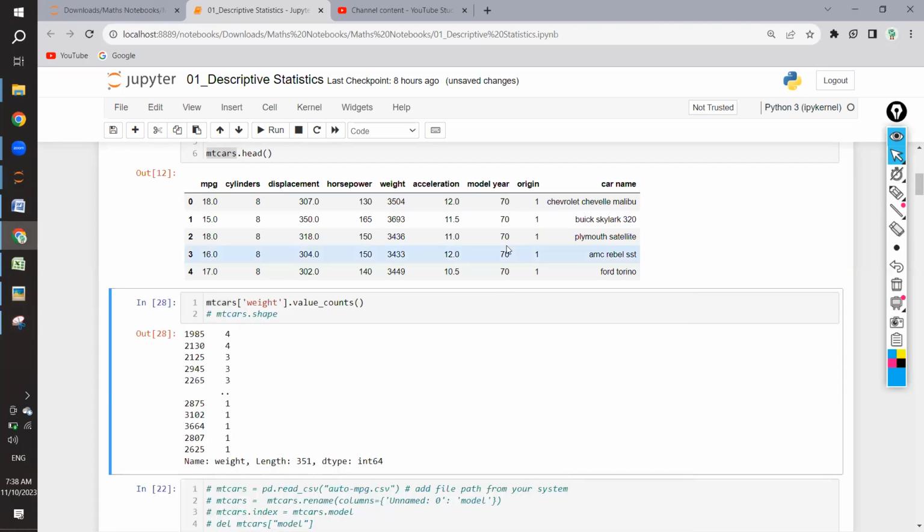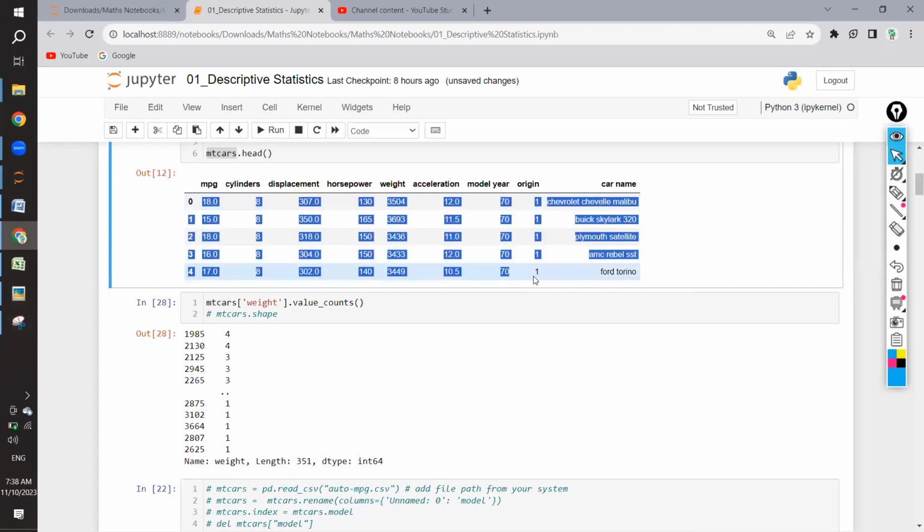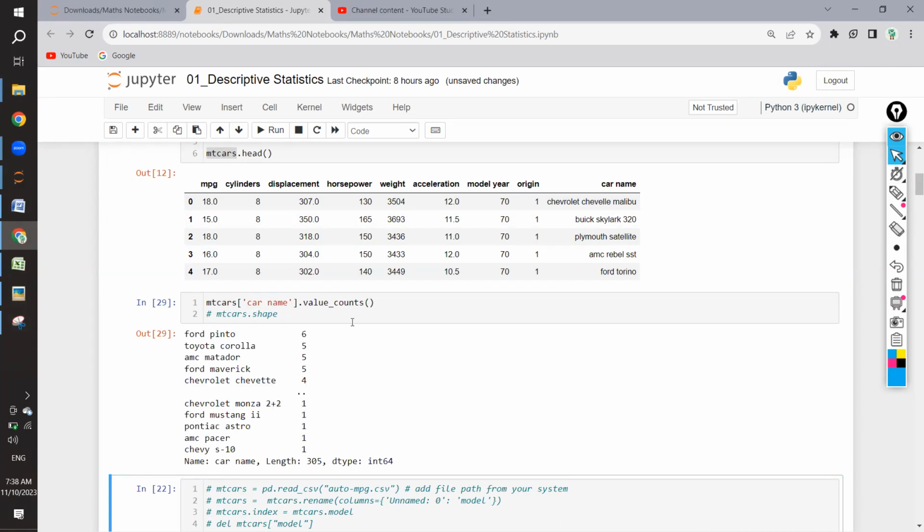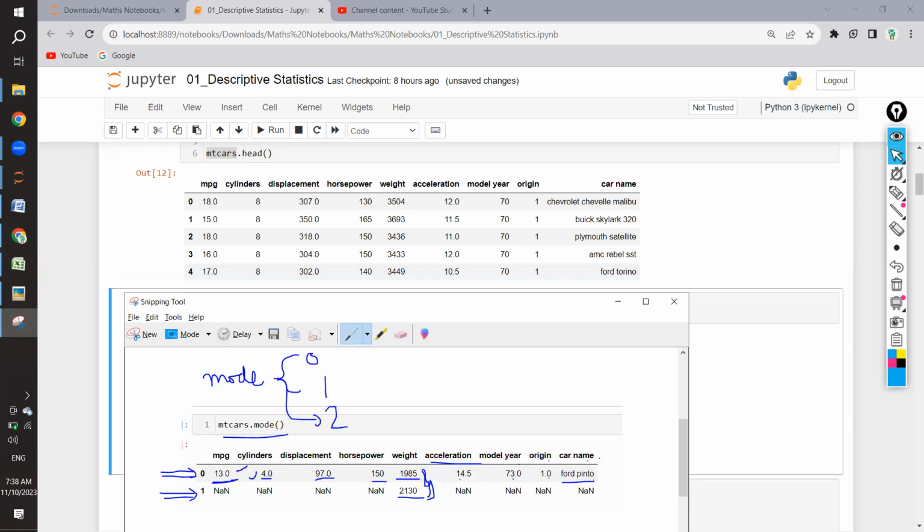For categorical columns also you can take the mode, guys. These are all numerical values, as we saw yesterday. But car name is not numeric, it is a categorical value. Even for car name you can take the mode. If you see, Ford Pinto is repeating 6 times, that's why it is the mode for car name.